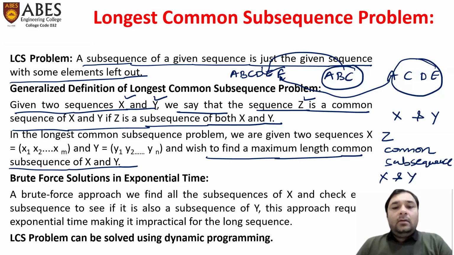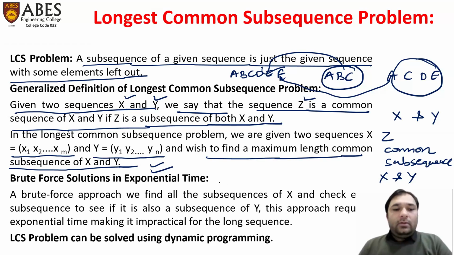That is, we are given two sequences X, that is X1, X2, X3 up to Xm, and Y, Y1, Y2, Y3 up to Yn. We have to find a maximum length common subsequence of X and Y.